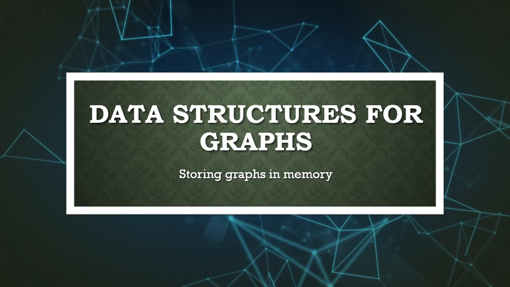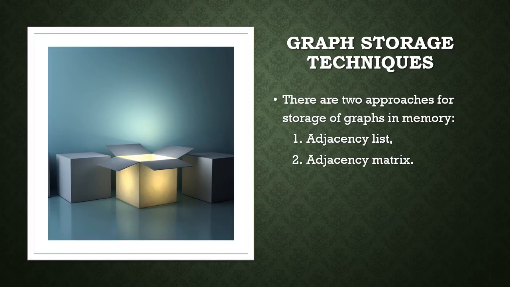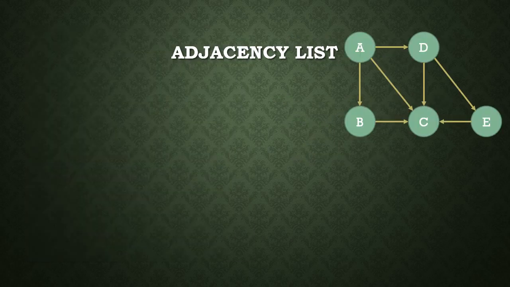Now I will talk about data structures for graphs. The graph is a nonlinear structure and storing it in memory is quite a challenge. There are two approaches for storage of graphs in memory. One method is called the adjacency list method and the other is called the adjacency matrix method. And we will look into each of them one by one.